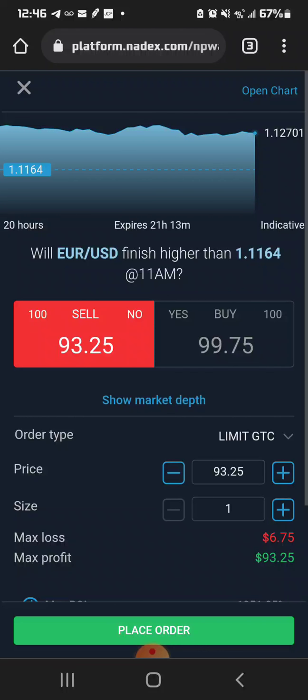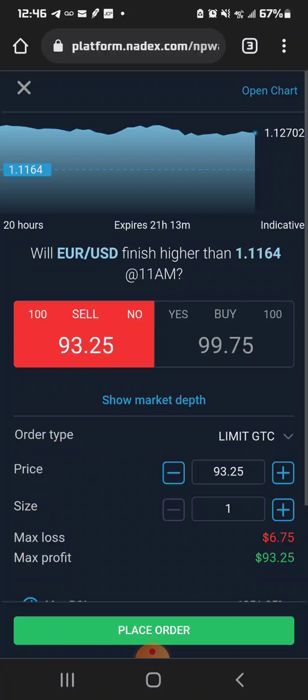All right, and it's going to cost me $6.75. So you can lose no more than $6.75, and the most you can gain is $93.25. That is what you call good risk to reward. Now, is it likely that price is going to drop? What is that, 106 pips? Not really, not unless there's news, but it can happen. So I'm just throwing that out there.